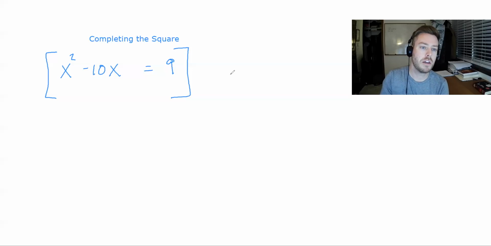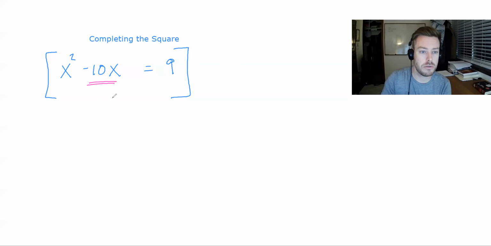And really what the completing the square method says is you're going to take this number here in the middle, divide it by 2, and then square it. And whatever number you get, you will be adding to both sides of the equation. And there's a reason for that. So before I explain it, let's actually do it.